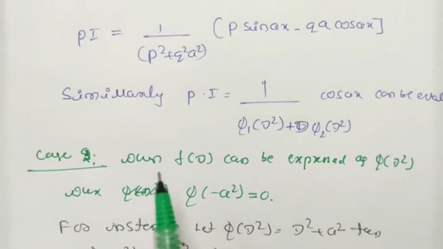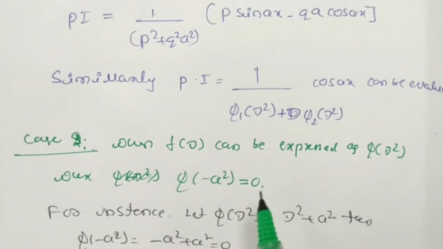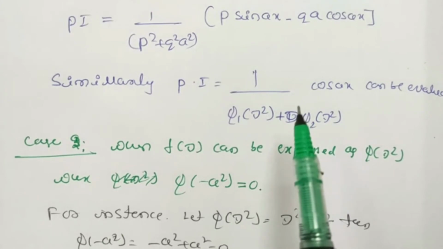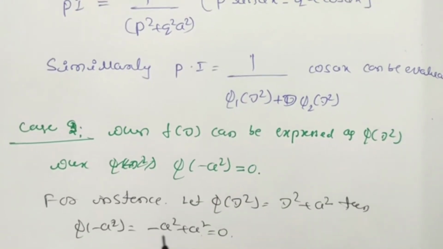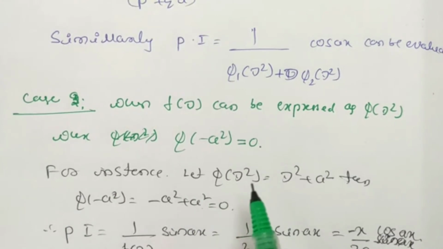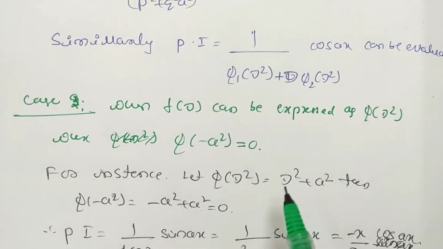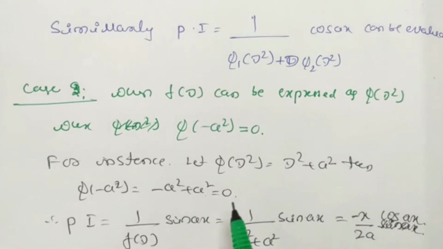So case 2 is when f of D can be expressed as phi of D square, where phi of minus a square equals 0. The previous case is when phi of minus a square is not equal to 0. So now what happens if phi of minus a square equals 0? In this case, suppose we have phi of D square equals D square plus a square. Then phi of minus a square becomes 0, because minus a square plus a square becomes 0.